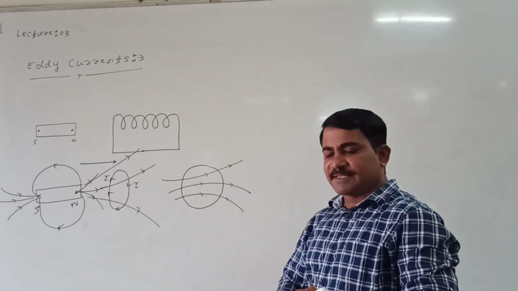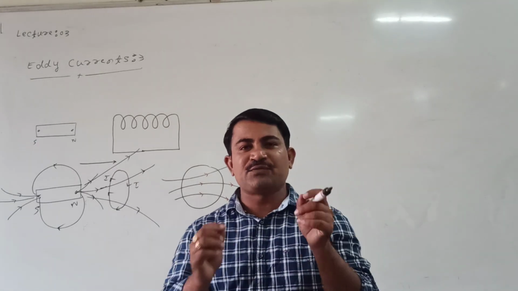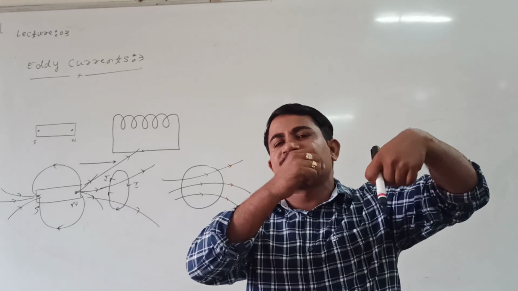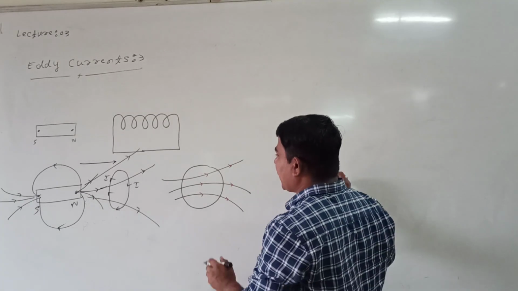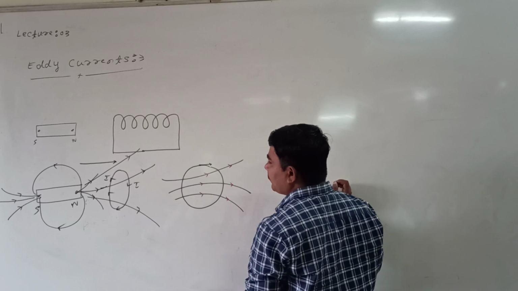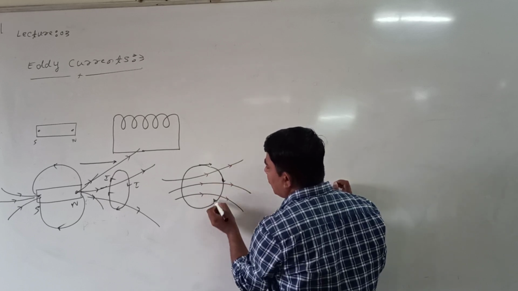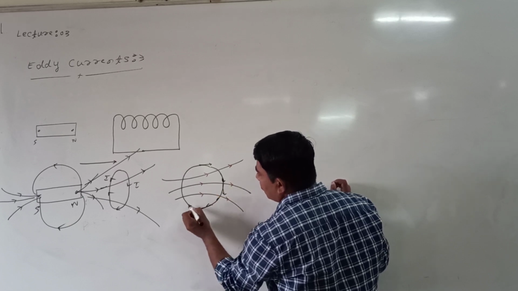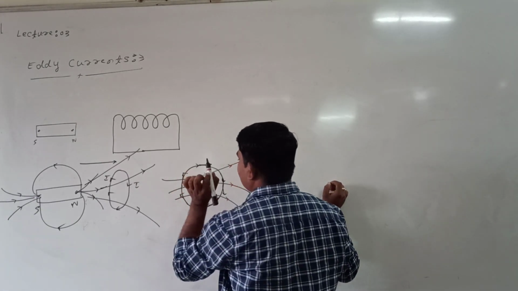When magnetic field lines pass through this coil, so many free electrons are available. Those free electrons experience magnetic force. As a result, all free electrons move perpendicular to the magnetic field. If this is the magnetic field, how do the electrons move? For example, this is one electron that can move like this. At this point, the electron can move this way. In this way, the electrons move, and like this, a number of electrons are moving.